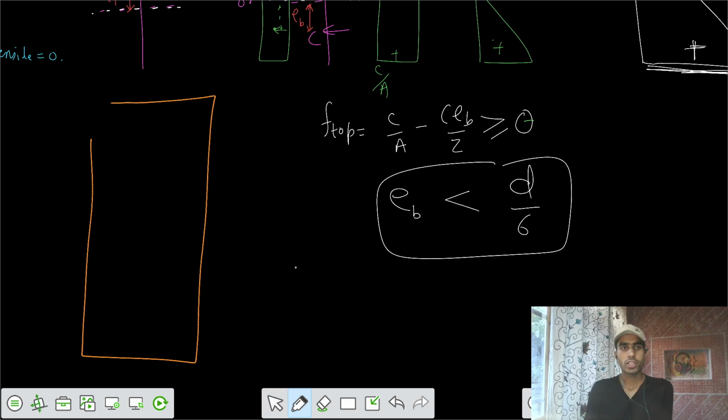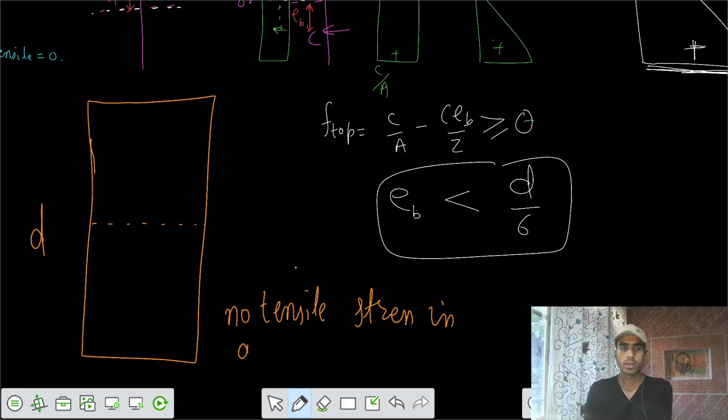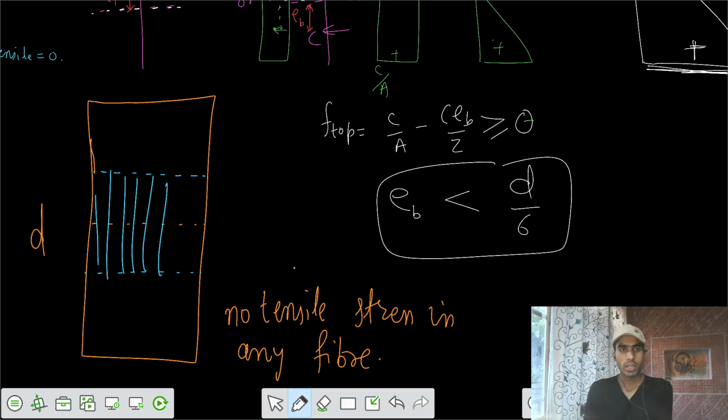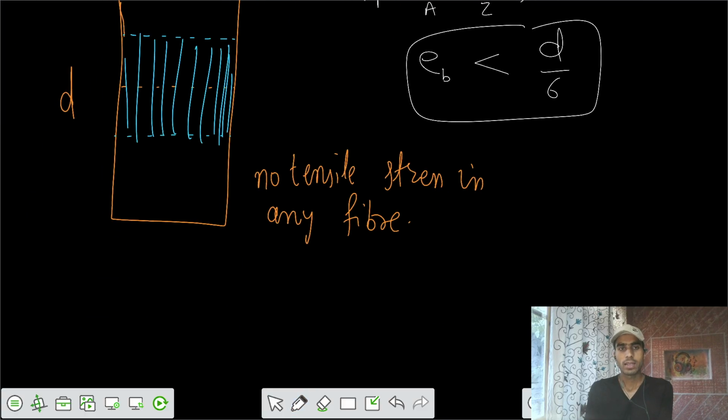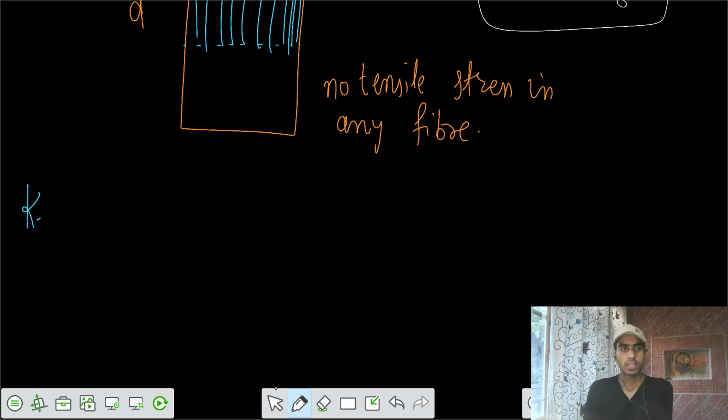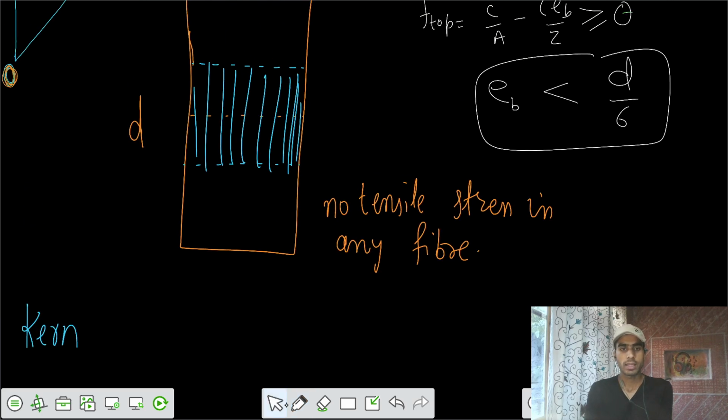If this is your section of D depth, and this is your neutral axis, and I want no tensile stress in any fiber, that means your C force location should be somewhere here. This is the region where, if the load was such, I can call this part the Kern distance.